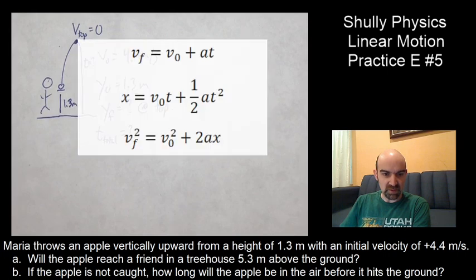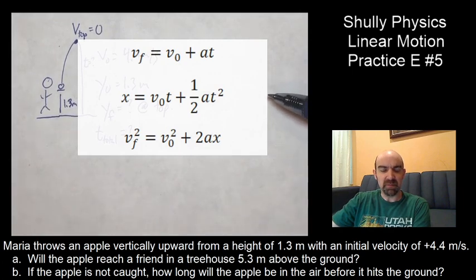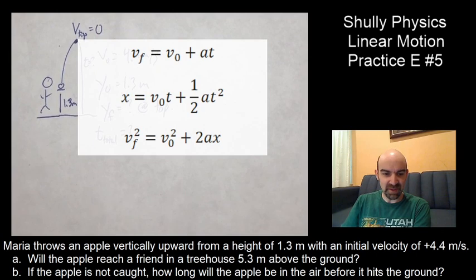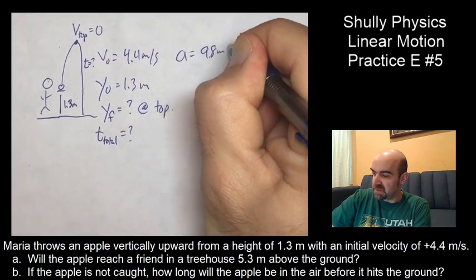Let me pull out the equations. So if we want to know how far, we might look at that second equation. Okay, this one right here, where x is y now because it's a vertical position. So we do know the initial velocity, but we don't know the time yet. We don't know the time that it gets to the top. So let's try this third one here. Do we know the final velocity at the top? Yeah, it's 0. Do we know the initial velocity of the throw? 4.4. And do we know the acceleration? Oh yeah, that's implied. So the acceleration is 9.8 meters per second squared.